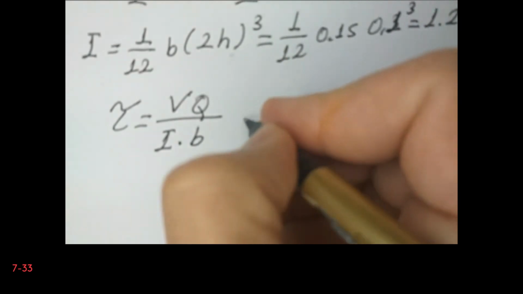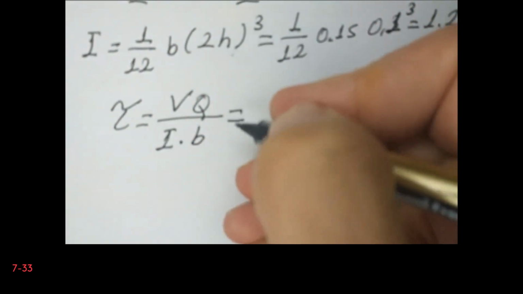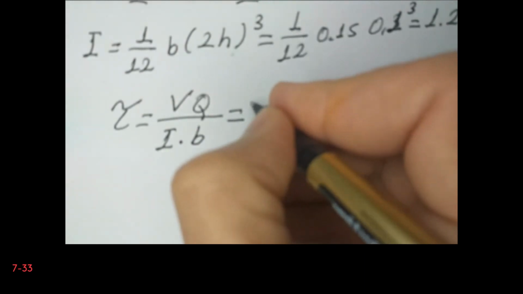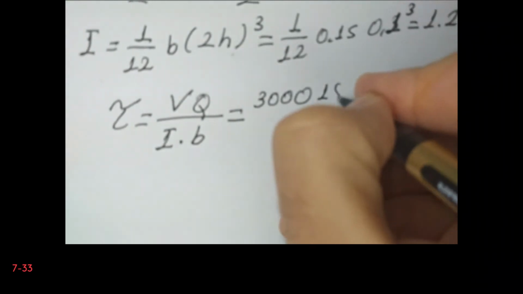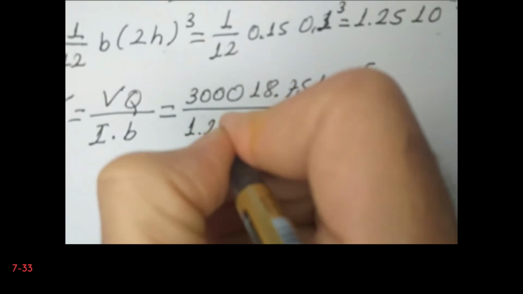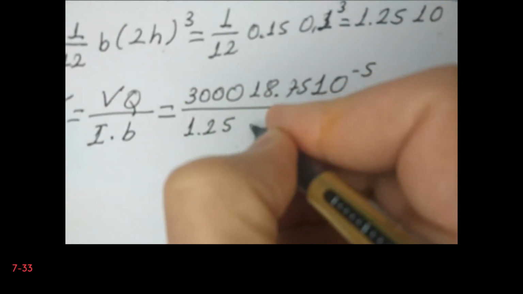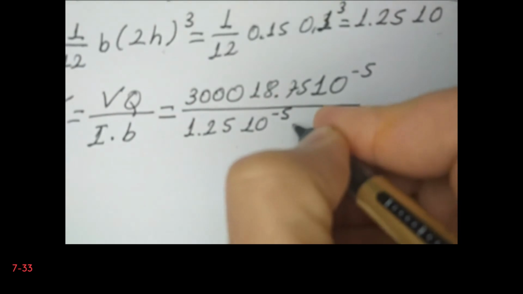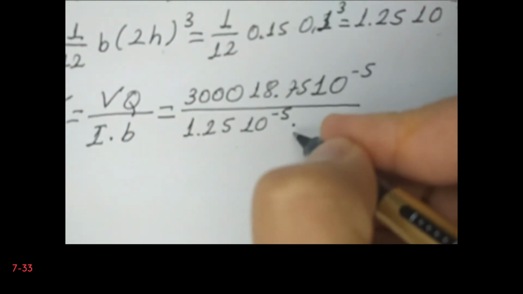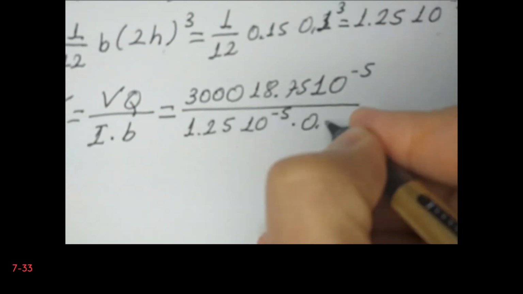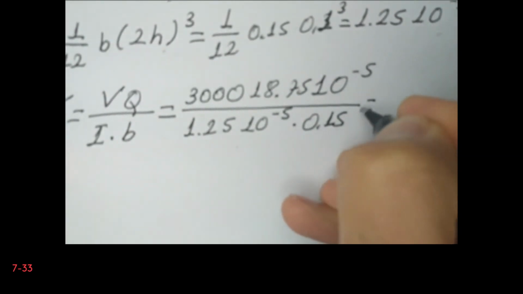So V is 3000, Q is 18.75 10 to the power minus 5 divided by 1.25 10 to the power minus 5 multiplied by B. B is 0.15, and the value that we have is 0.3 megapascals.